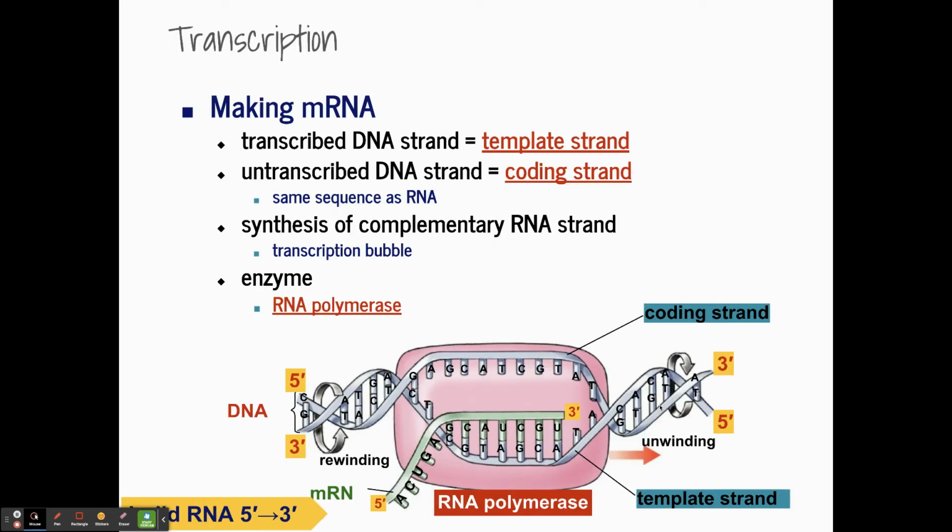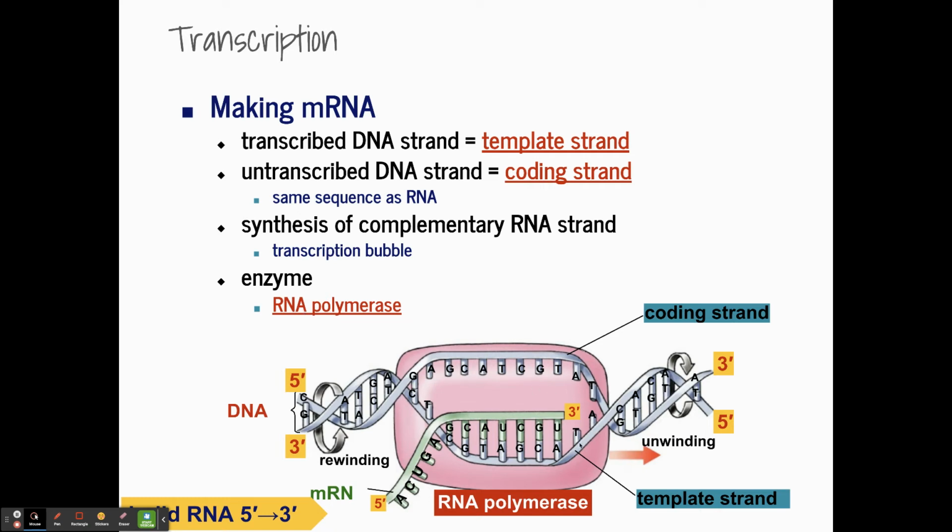So, to make mRNA, what does that mean? So, we're going to transcribe the DNA strand. That's called the template strand. So, like I said, I need lactase. So the information or the gene where lactase is located is going to open up. Then I'm going to go ahead and build the strand. So we have the template strand, and then we have the coding strand, which is the untranscribed DNA strand. From there, I'm going to synthesize the complementary RNA strand. And the enzyme responsible for building RNA is RNA polymerase.